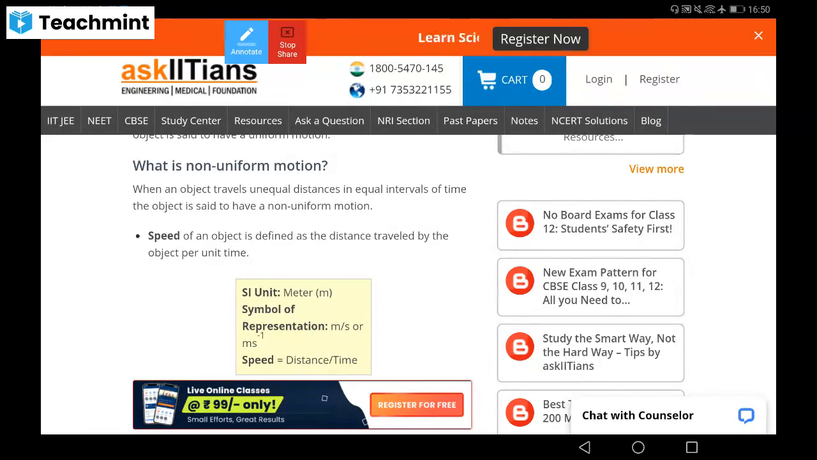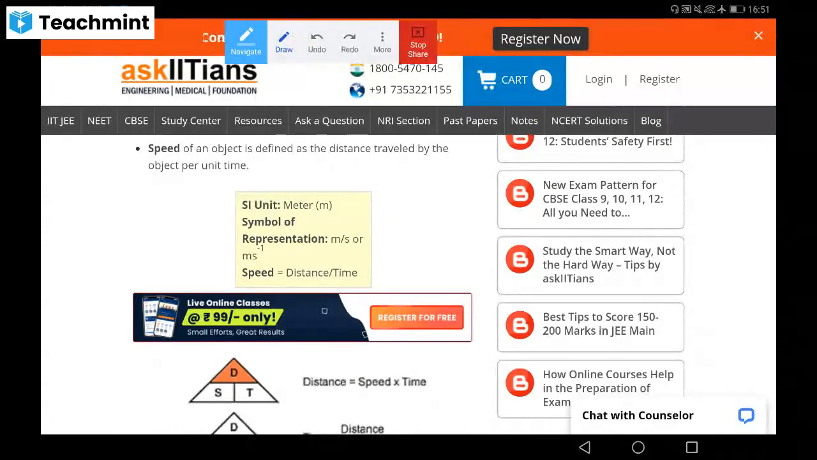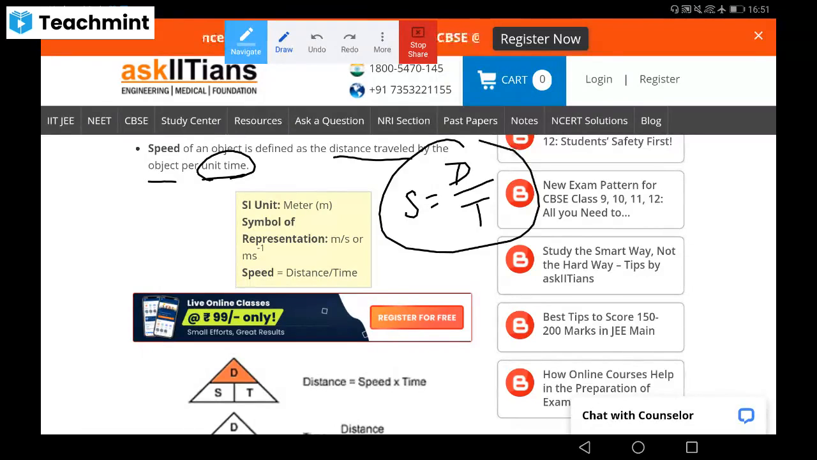Speed of an object is defined as the distance traveled by an object per unit time. Okay. Now talking about the formula for speed. It's a very common formula. Speed is equal to distance traveled by time taken. Here it is given distance traveled by an object per unit time. Unit time means we are fixing a unit time like 1 hour or 1 minute, whatever. You are considering that as a unit of time. So for a fixed period of time, how much distance it is covering, that is called speed.